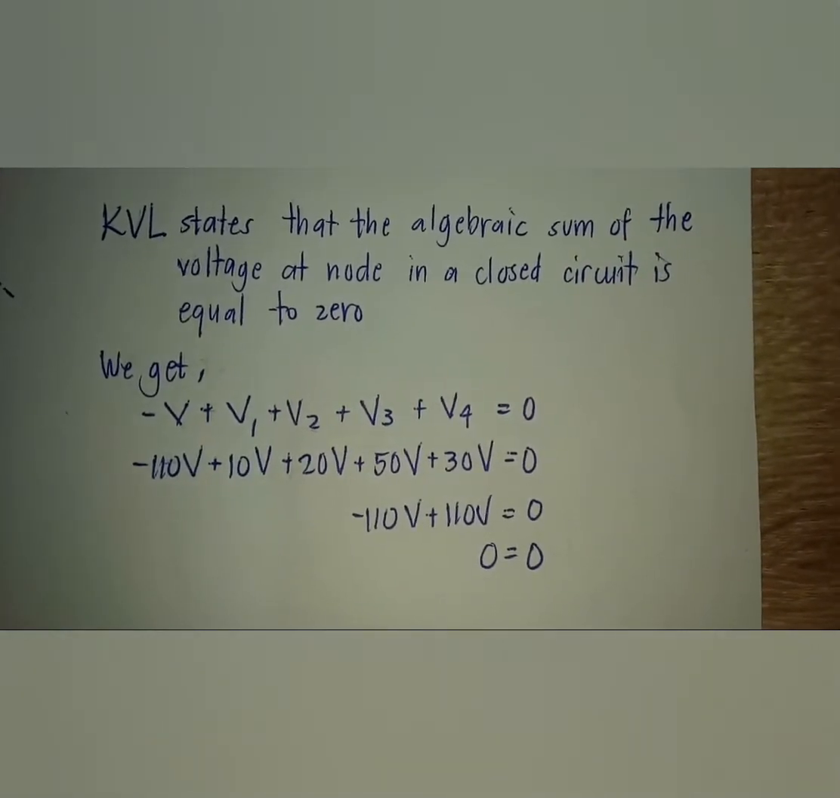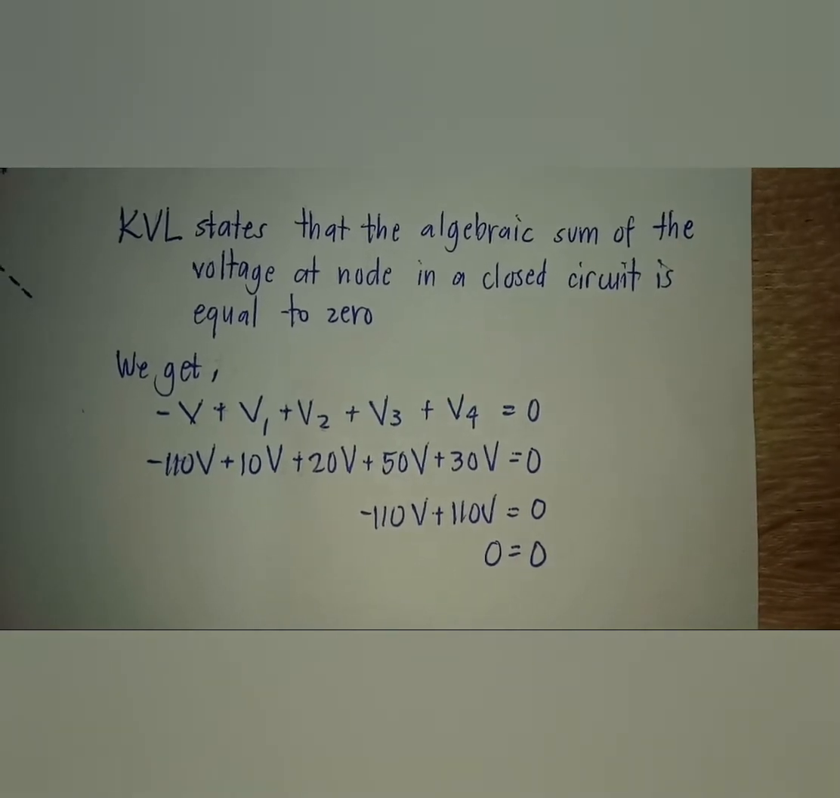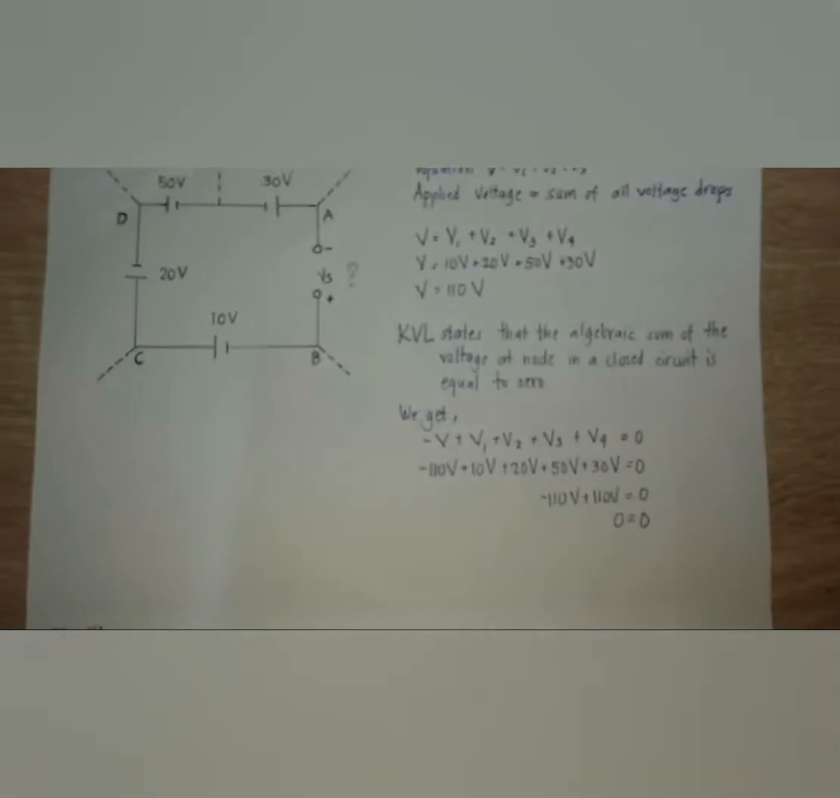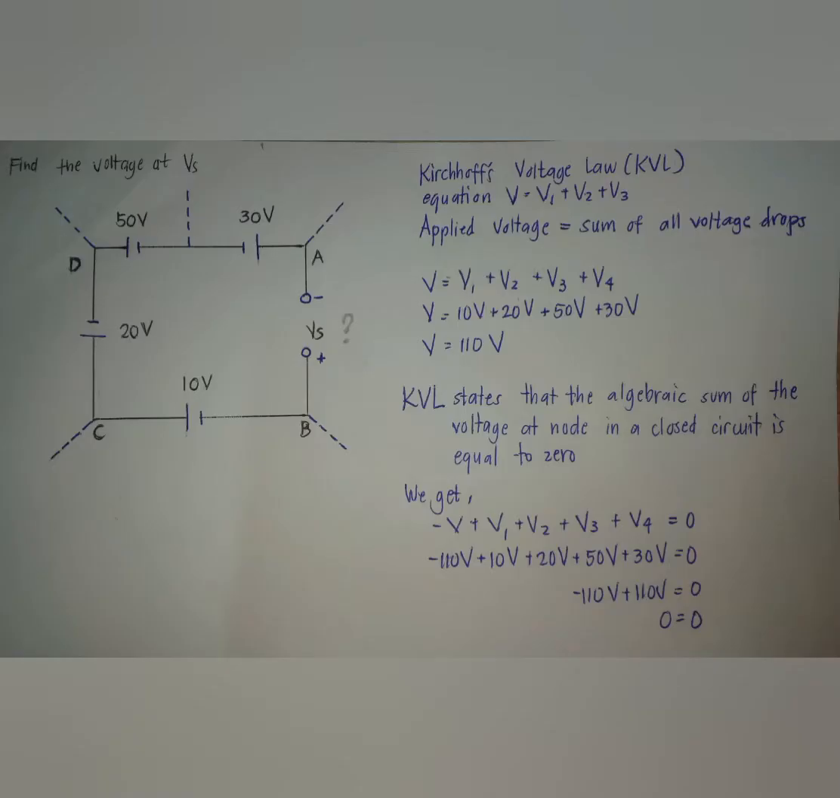KVL states that the algebraic sum of the voltages in a closed circuit is equal to 0. Then we will get negative V plus V1 plus V2 plus V3 plus V4 is equal to 0. So that would be negative 110 volts plus 110 volts is equal to 0. So 0 is equal to 0.